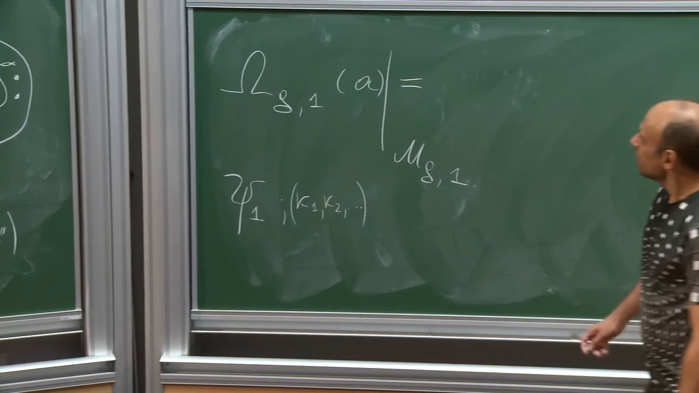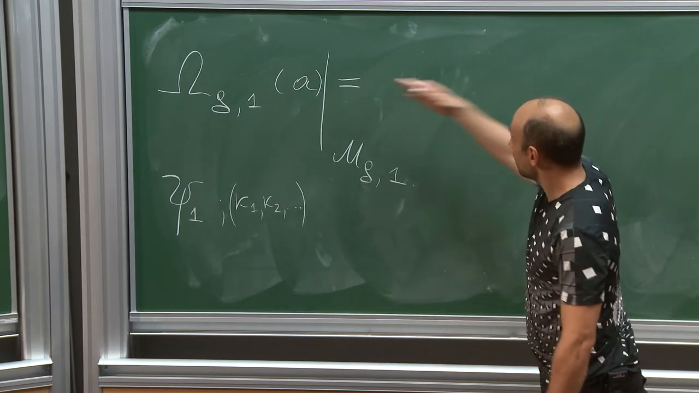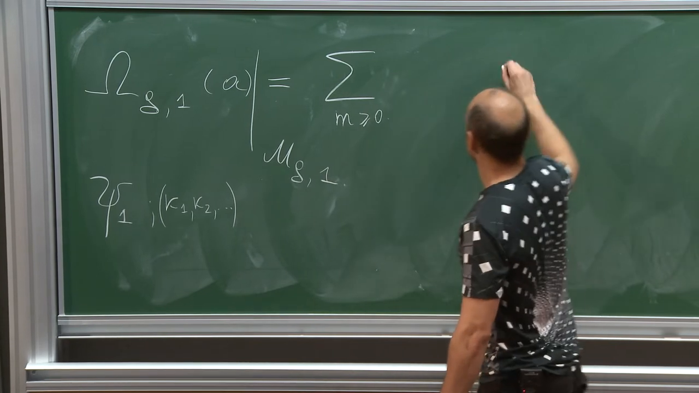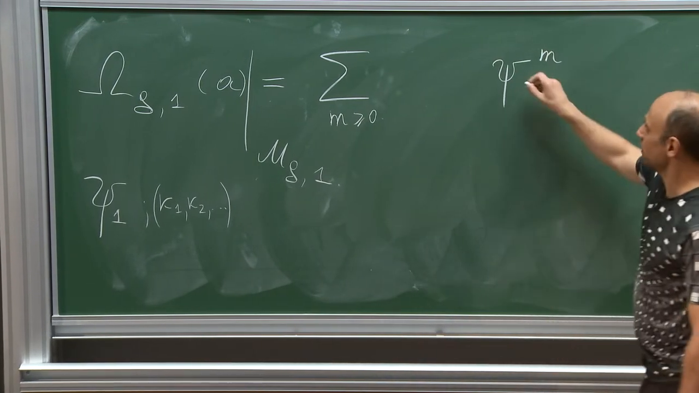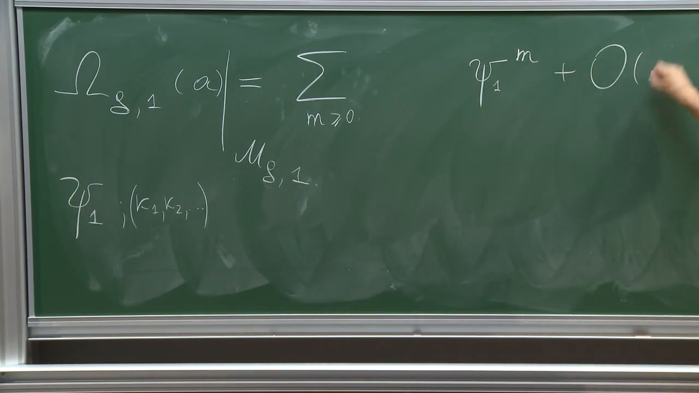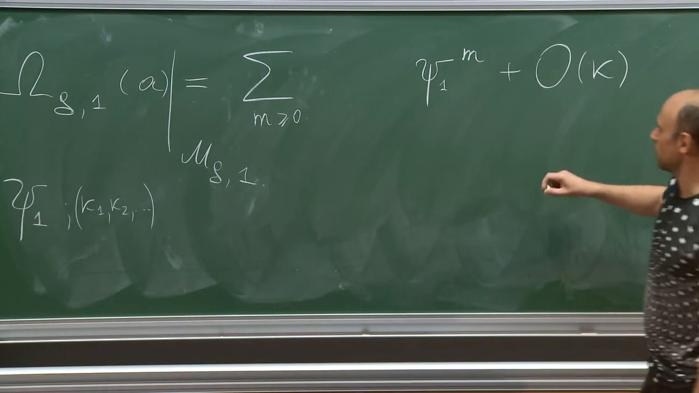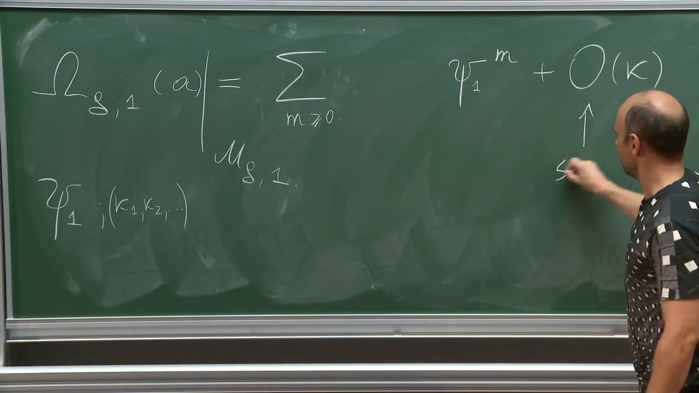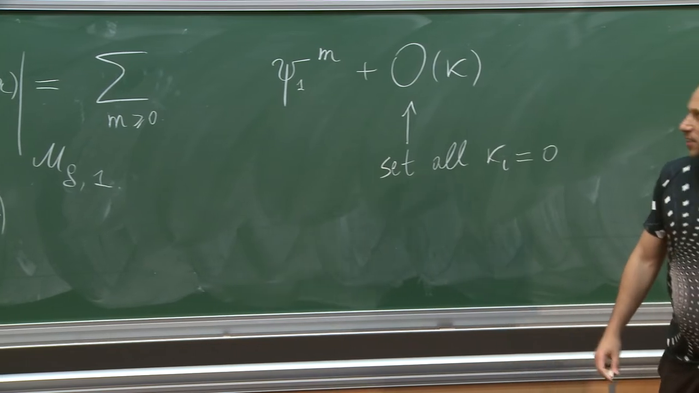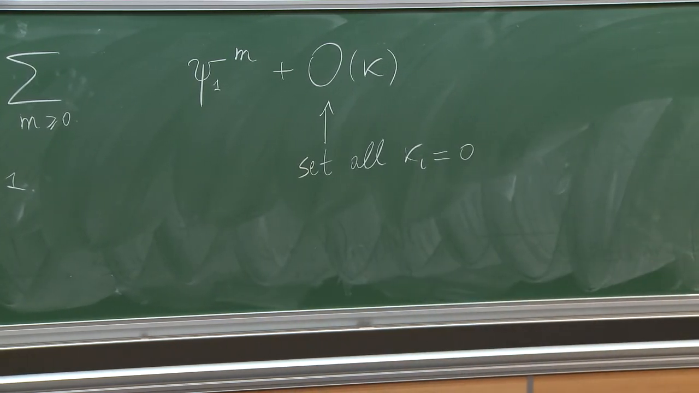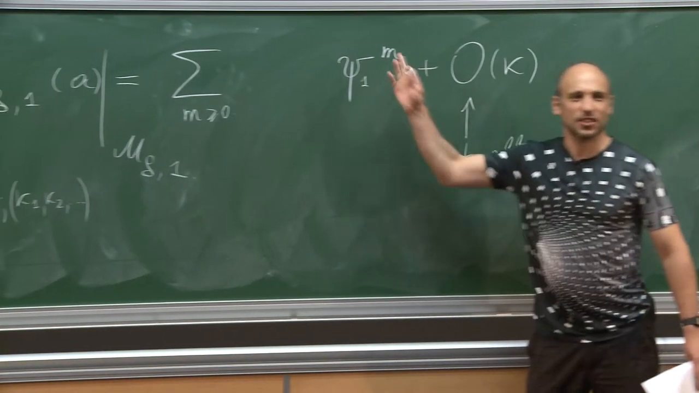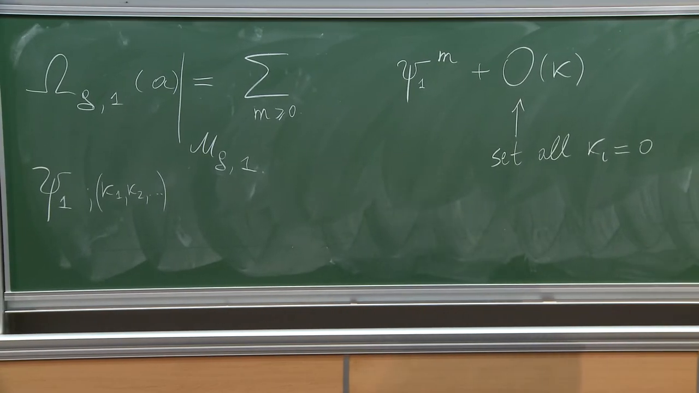Okay, so here we have this cohomology class is equal to the sum over m of psi to the power m. This is this class psi_1. Okay, let me call it psi_1. And then I will write plus O of the kappa classes, which means that, so just set all kappa_i's equal to 0. So whatever is in the part of the expression that involves kappa classes, you just forget. You leave only the part that has only the class psi_1.